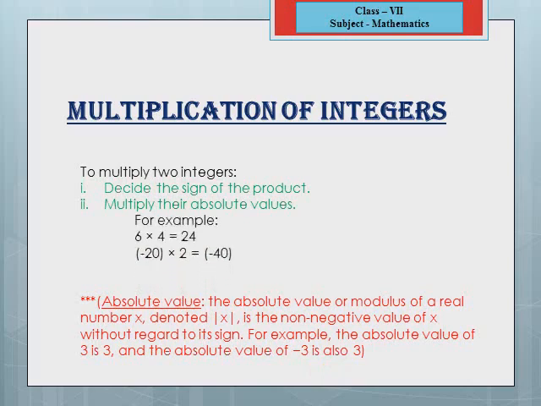For example, 6 into 4 equals 24. 6 and 4 both are positive numbers, so their product is also positive. Minus 20 into 2 equals minus 40. One number is negative, the other number is positive. So the product is negative.